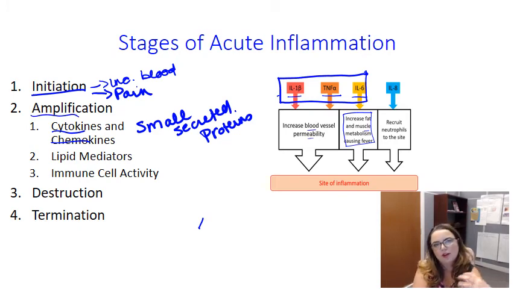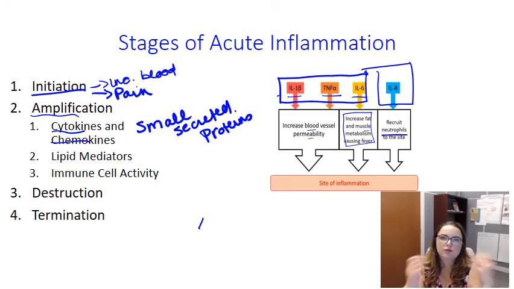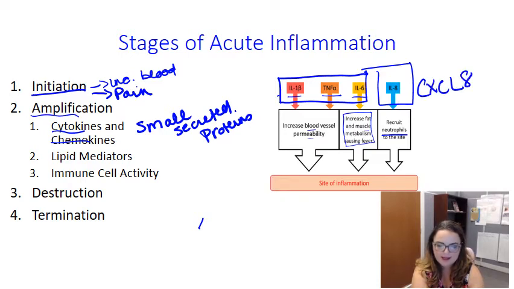Chemokines, on the other hand, are kind of a specialized type of cytokine that tell cells where to go. And IL-8 is a big one for this. IL-8 is a chemokine that literally recruits neutrophils to the site of infection. It's sometimes also known as CXCL8.